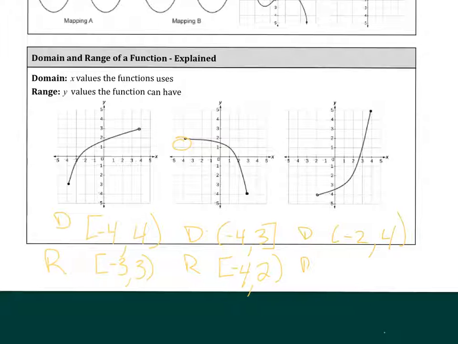Then for the range, the lowest point down here has a y value of -4, not included. And the highest point has a y value of 5, that is included.